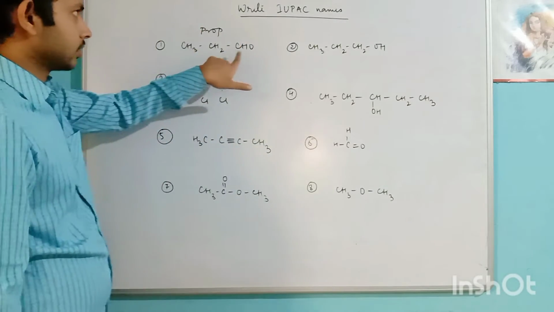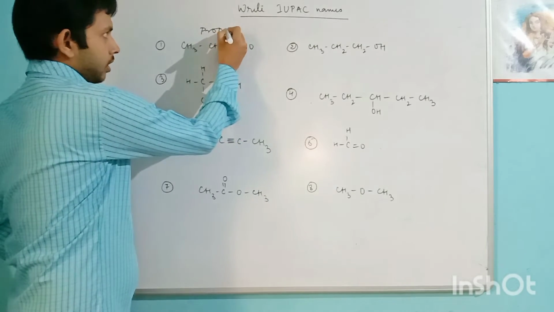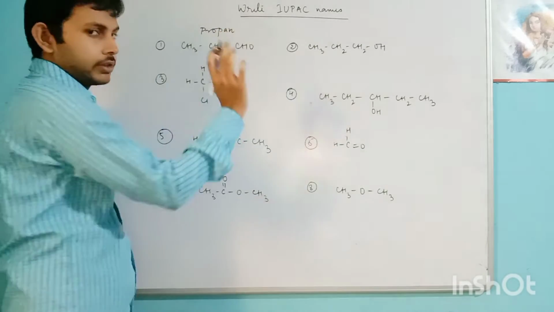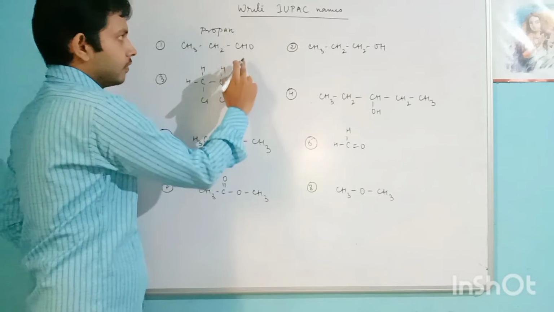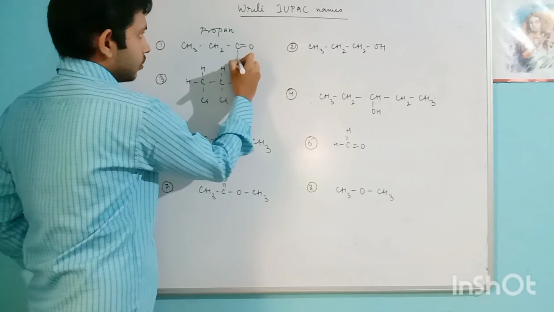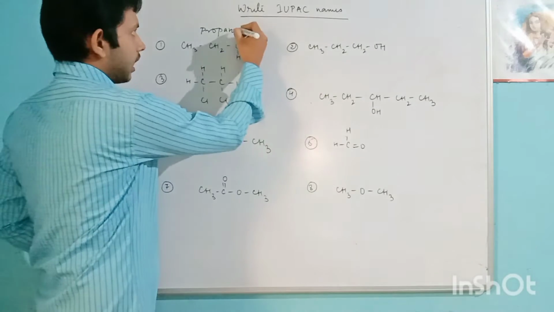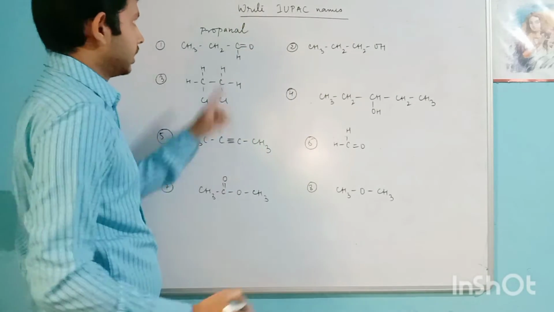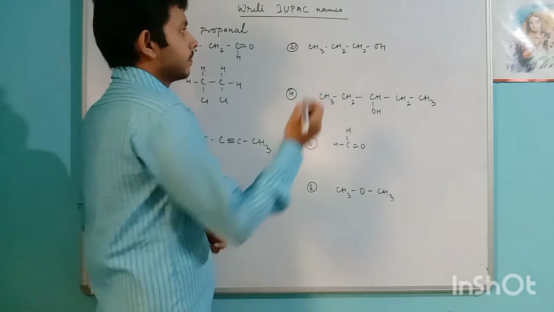Now if this CHO was not there, it would have been propane. I am not writing E. This is an aldehyde group, CHO. We can also write it like this, CHO. Now you can understand this is an aldehyde group. For aldehyde we write AL. So it is propanal.